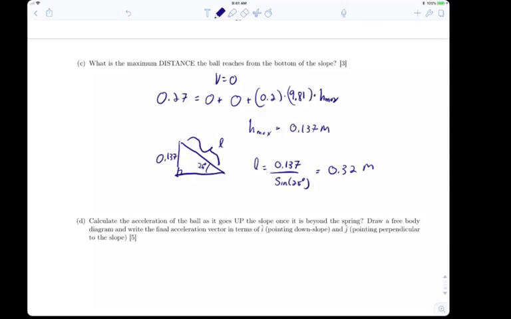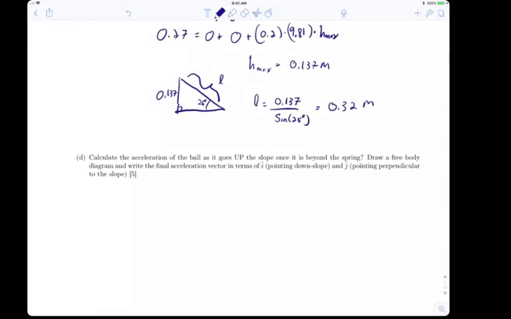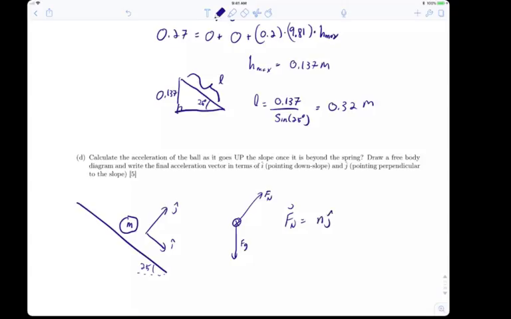What's the acceleration of the ball as it goes up the slope? Well, it's a free body diagram, right? The final acceleration in terms of i pointing down slope and j perpendicular to slope. Okay, what are the forces? There's gravity, and this is a 25 degree angle, and then there's the normal force. The normal force vector is purely in the j-hat direction. Gravity, though, is a combination of the two, j-hat, i-hat. F_G vector, it's going to have some component.